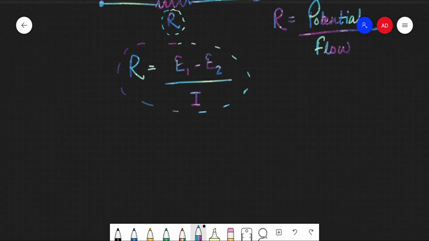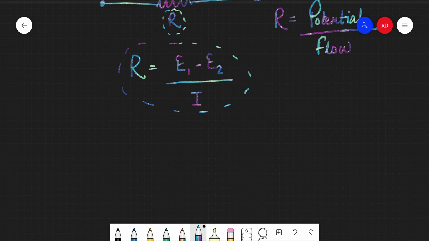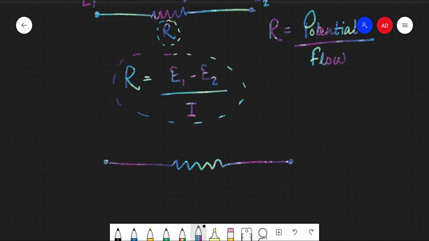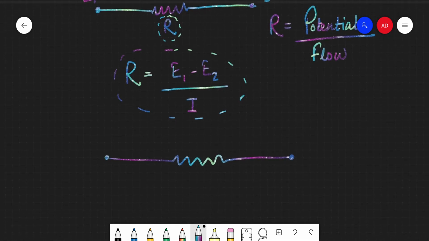Now, if we were to do the same for a thermal system, how would it look, right? So keep the electrical system in mind and see that a thermal system is not very unlike an electrical system. Here, instead of having different voltages or EMFs, we have different temperatures, right?